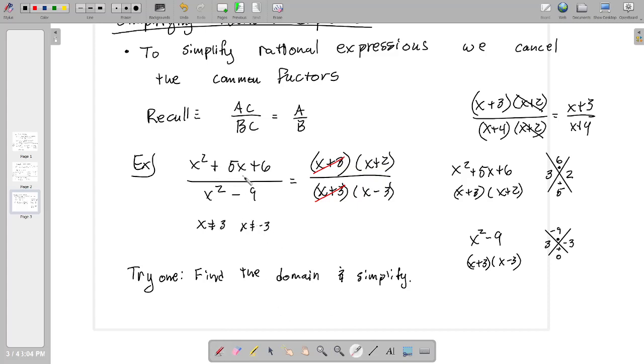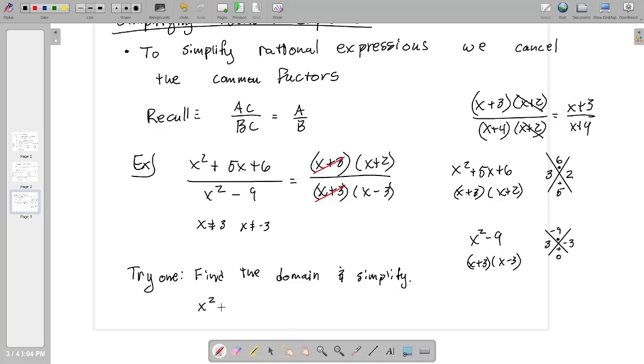The domain doesn't change because we look for the domain at the beginning. So here x cannot be 3 or negative 3 because we will get division by 0. And that's impossible. Dividing by 0 gives us an undefined number. So 3 and negative 3 are not allowed to be in the domain. Even once we get to the simplified version, negative 3 is still not in the domain of the expression.